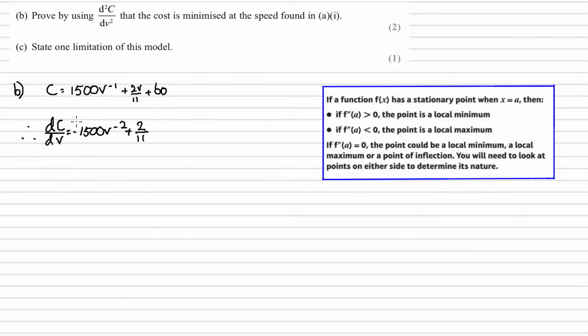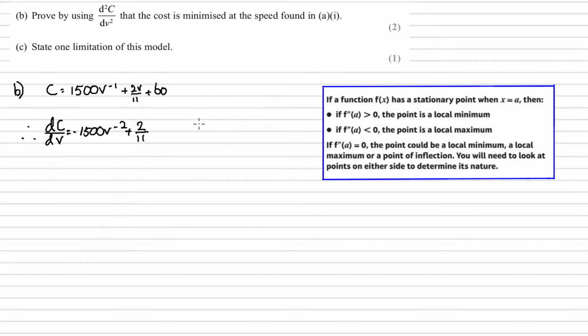Okay, so it states that if a function f of x has a stationary point when x equals a, then if the second derivative of x, when you substitute a into this, if this value is greater than 0, then the point is a local minimum. Okay, so this is what we're going to be looking out for.